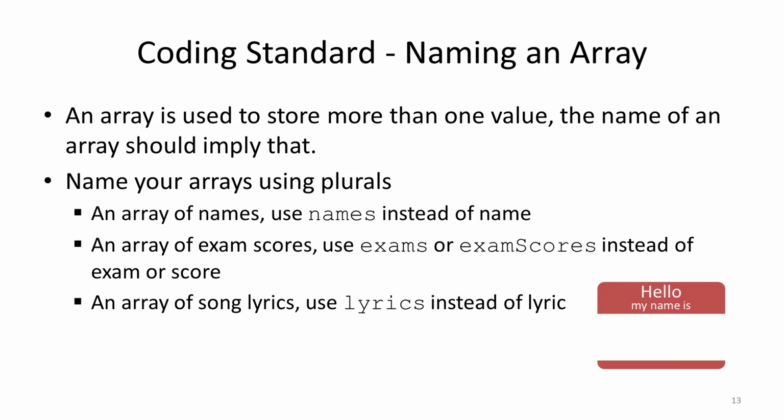For example, if you have an array and you want to store some names, use names with an S instead of just name. If you're creating an array of exam scores, use exams or exam scores instead of just exam or score. If you have an array of song lyrics, where each value in the array is one line of lyric, then use lyrics instead of lyric.